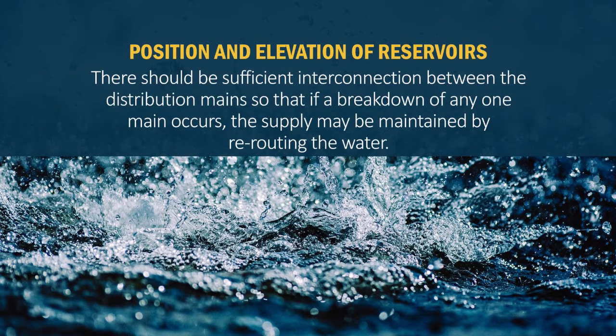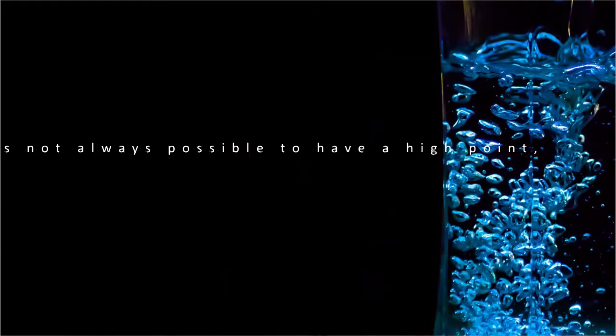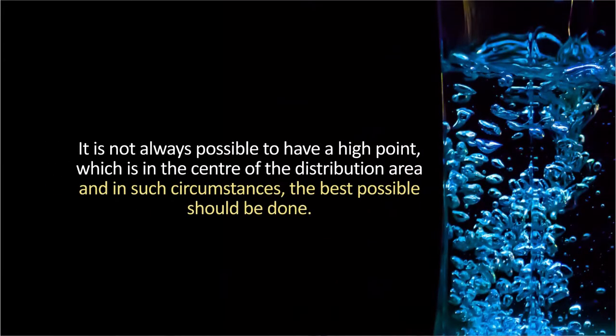There should be sufficient interconnection between the distribution mains so that if a breakdown of any one main occurs, the supply may be maintained by rerouting the water. It is not always possible to have a high point which is in the center of the distribution area, and in such circumstances, the best possible should be done.